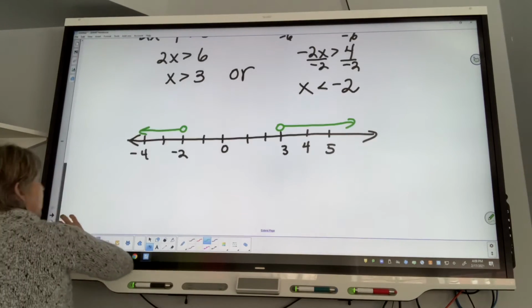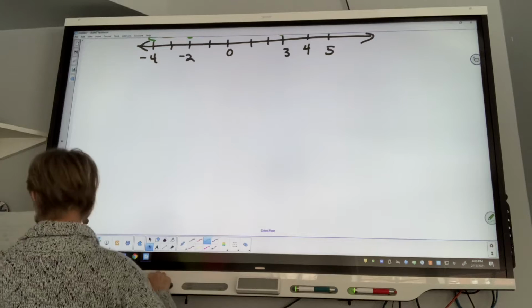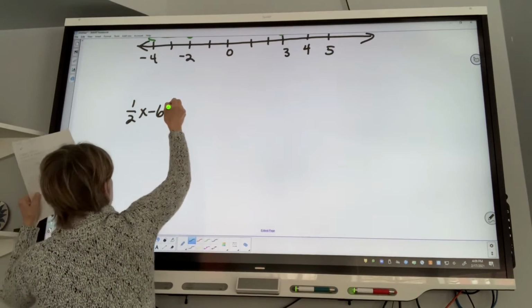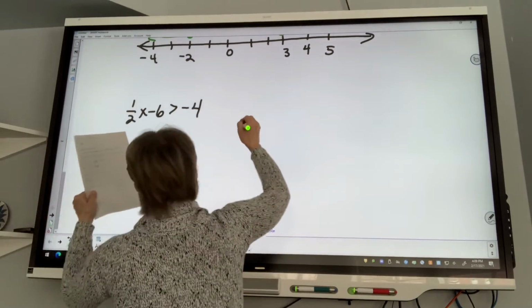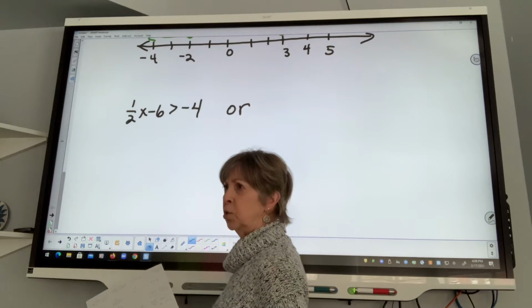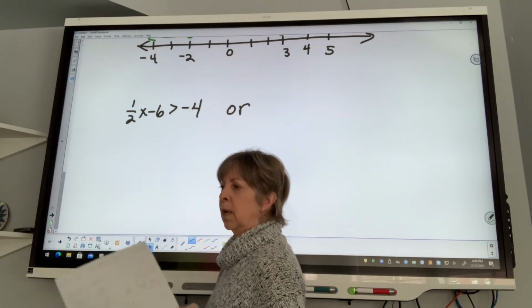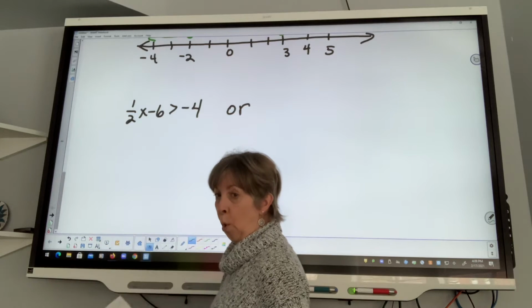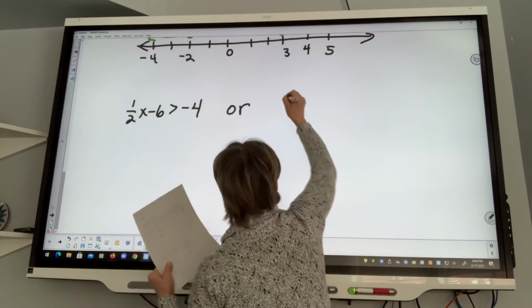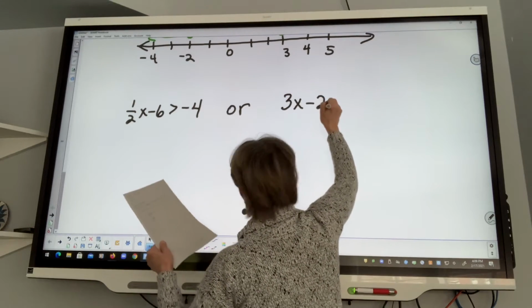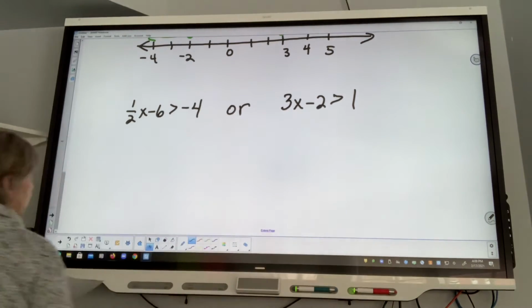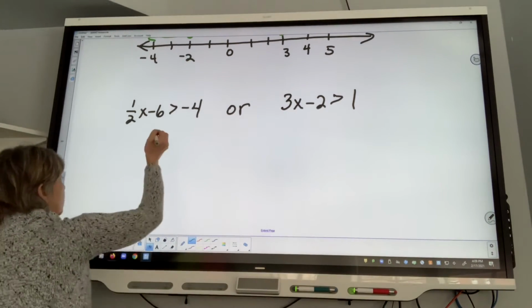Okay, let's do a tricky one. Let's do another one. 1/2 x minus 6 is greater than -4, or. All of these that I'm doing today, the 2 worksheets that you have, one are all compound sentences using the word or, and one is compound sentences using the word and. So these are all going to be ors right now. Got that? So the first thing we're going to do is solve each of them separately.